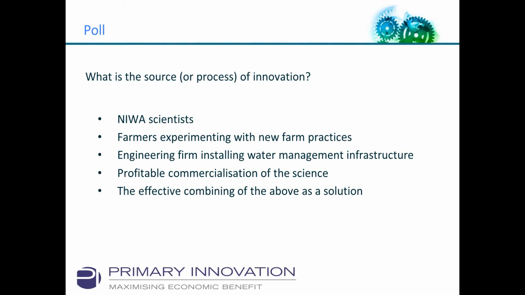On top of that, we're just doing a brief other poll to keep you going. So you've just identified what you think is the necessary innovation that this irrigation scheme needs. So what then are the sources that provide that innovation? Is it the scientists? Is it the farmers? Or should it be an engineering firm that installs the water management infrastructure? Is it profitable commercialization of the science, as we know that science already plays a big part in this project, and or is it the effective combining of the both?